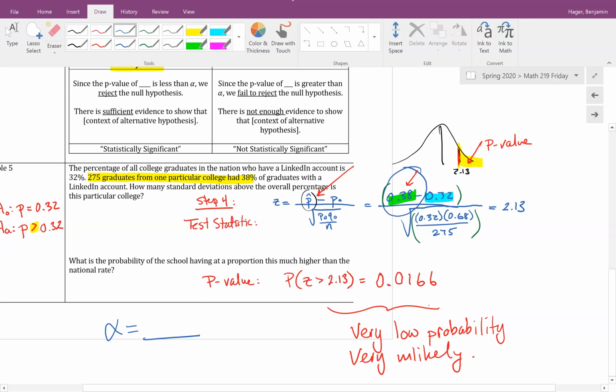So again, that's why you have to determine this from the very get-go, before you see your p-value. Because once you see the p-value, you could make the test come out however you want. You can pick an alpha that's going to reject or fail to reject the null based on your p-value.